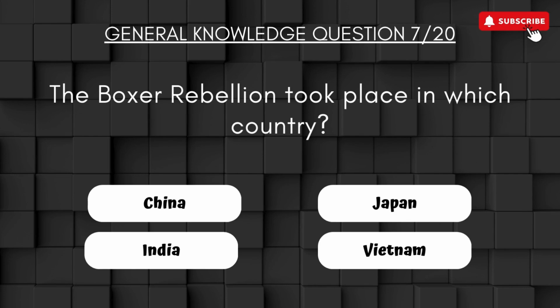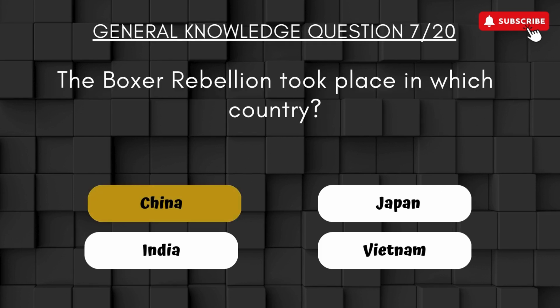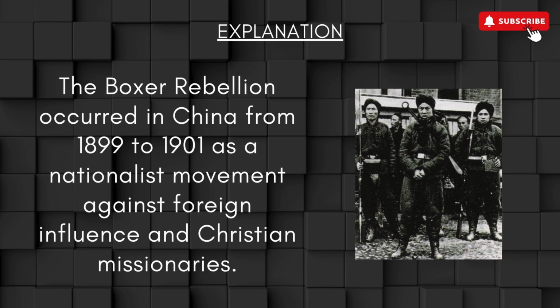The Boxer Rebellion took place in which country? The Boxer Rebellion occurred in China from 1899 to 1901 as a nationalist movement against foreign influence and Christian missionaries.